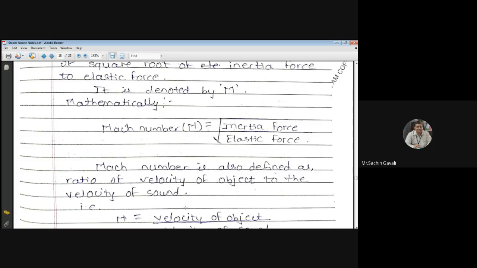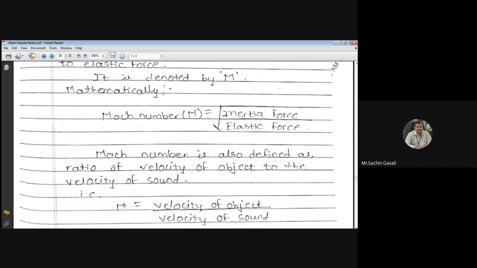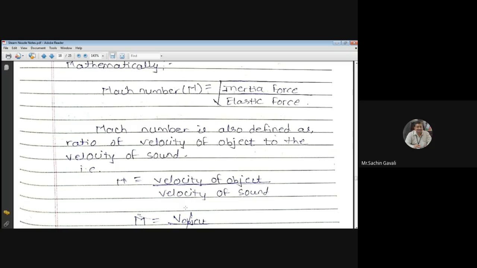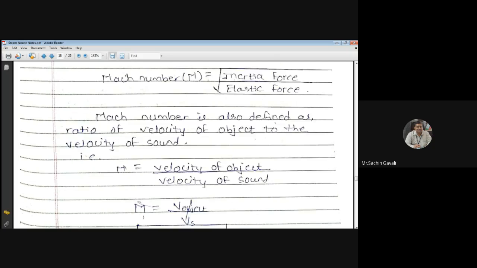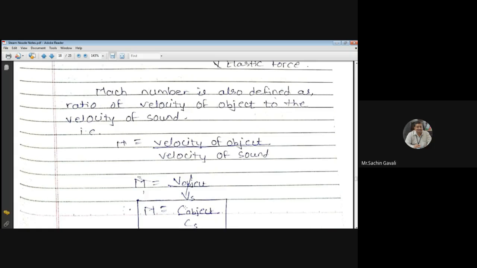Next line, therefore Mach number is also defined as, ही डेफिनेशन आपली खूप महत्वाची आहे आपल्याला. Mach number is defined as ratio of velocity of object to the velocity of sound.